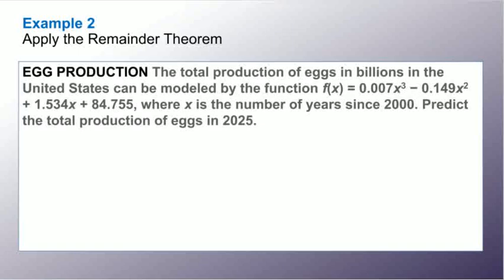And example 2, apply the remainder theorem with a word problem. It says the total production of eggs in billions in the United States can be modeled by the function f of x equaling 0.007x cubed minus 0.149x squared plus 1.534x plus 84.755, where x is the number of years since 2000. Predict the total production of eggs in 2025. So that's 25 years after 2000.